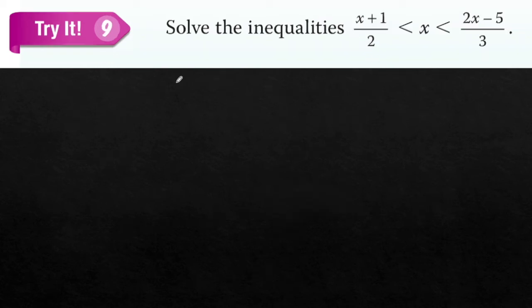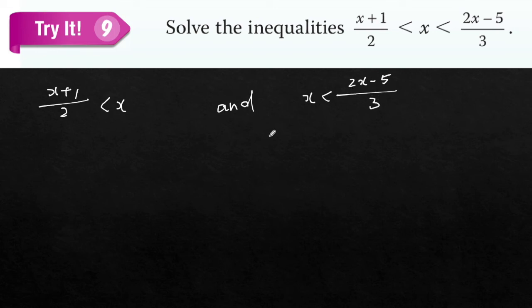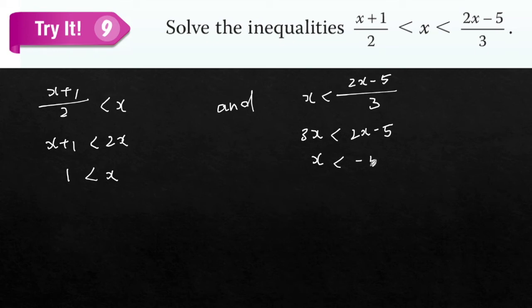Solve the inequalities. Again, split them up into two simultaneous linear inequalities. So solve this first. X plus 1 is less than 2x. So 1 is less than x, meaning x is more than 1. Over here, 3x is less than 2x minus 5. So x is less than negative 5.